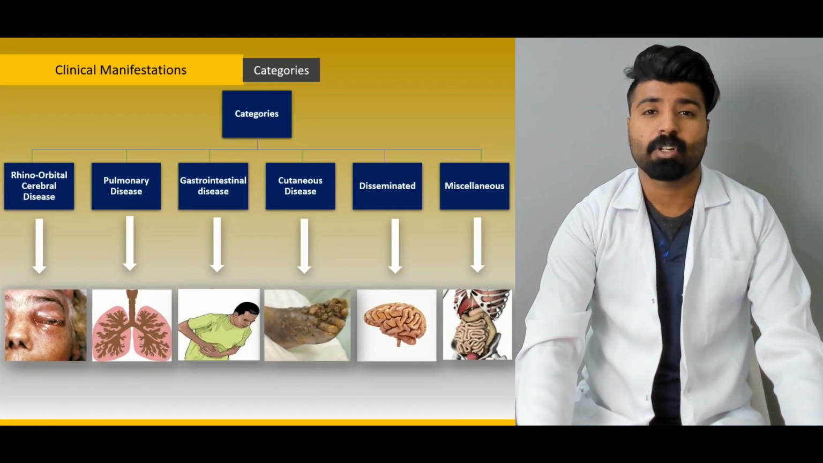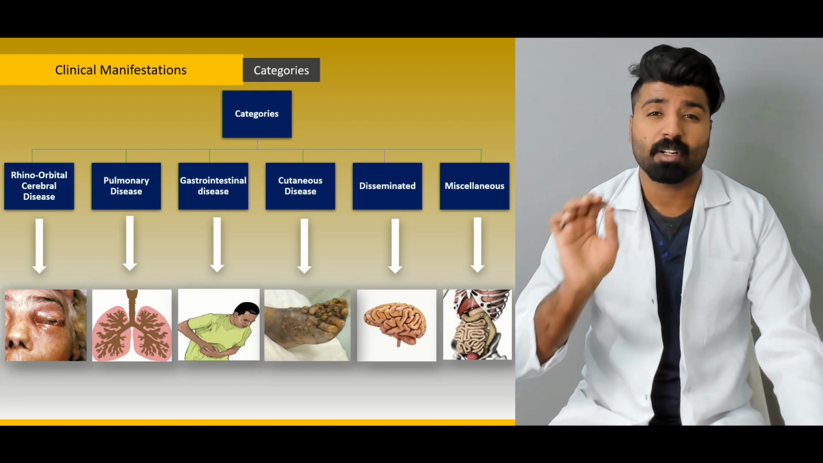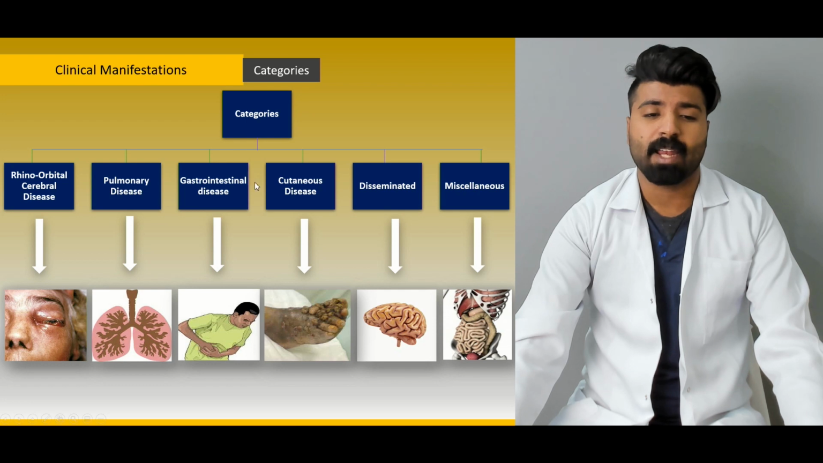Next, we're going to talk about the different clinical manifestations that come along with it, and the different types. First of all, we're going to talk about rhino-orbital cerebral disease, what the causative factor is, under what pathology this might happen, and why rhino-orbital cerebral disease occurs only in diabetic patients in most cases. Then we'll talk about the outcomes it comes with.